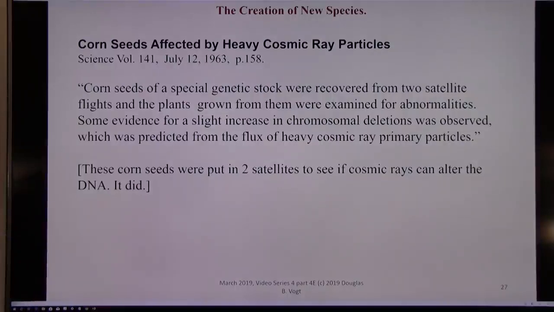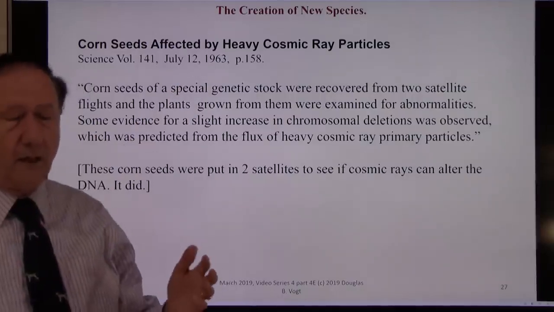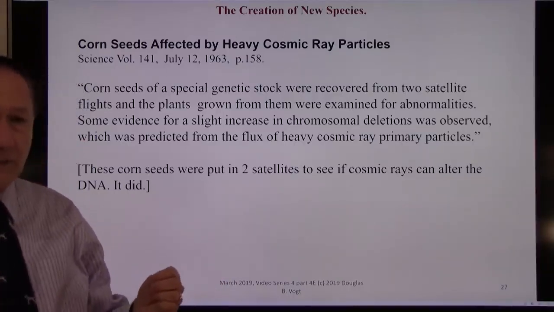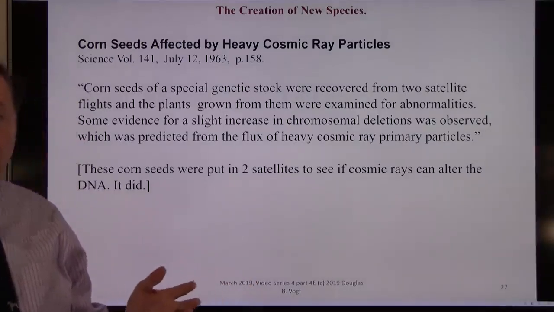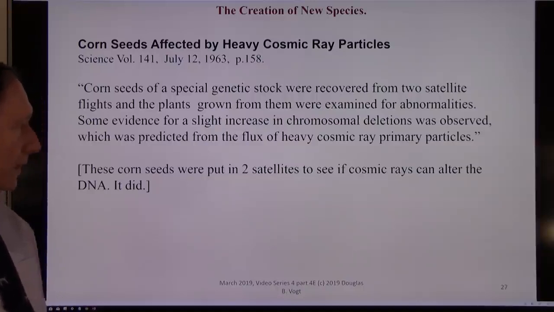Corn seeds affected by heavy cosmic ray particles. This was done in 1963, before we put any man up to the moon or circled the Earth for a long period of time. They wanted to find out if the cosmic rays would damage the DNA of the astronaut. Corn seeds of special genetic stock were recovered from 2 satellite flights, and the plants grown from them were examined for abnormalities. Some evidence for a slight increase in chromosomal deletions was observed, which was predicted from the flux of heavy cosmic ray primary particles.